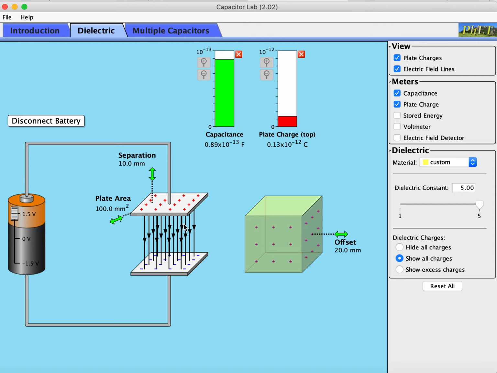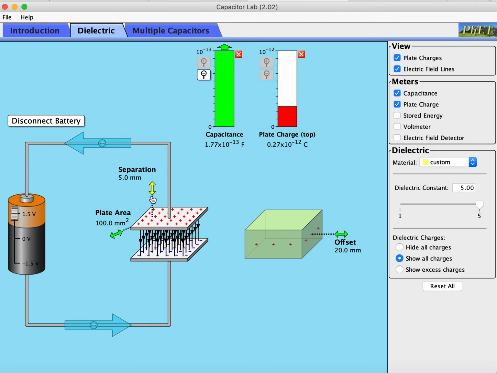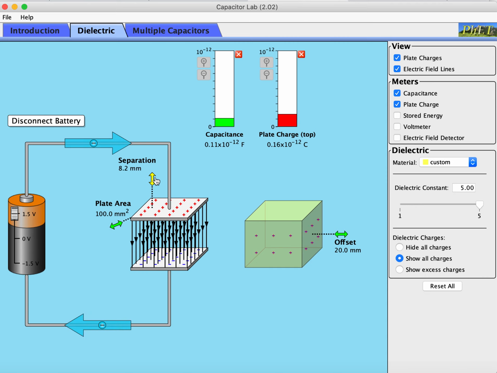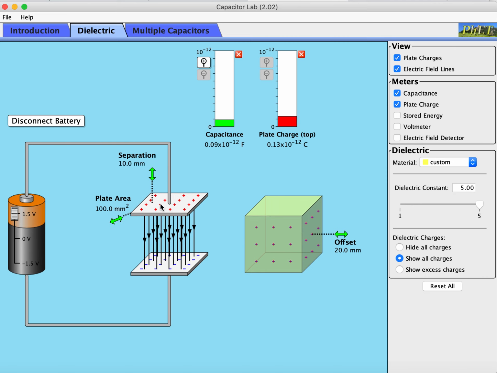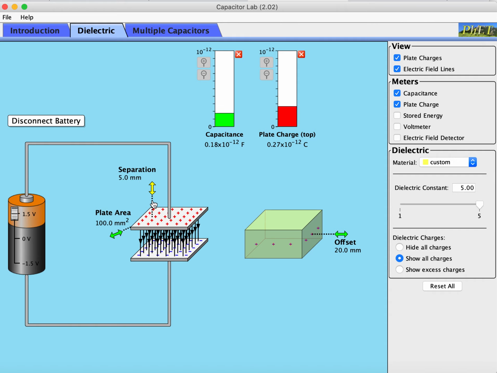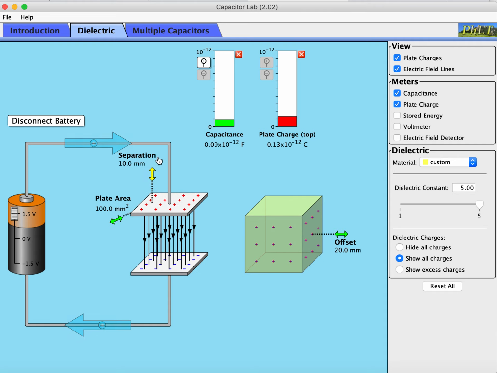So first of all, let's see what happens when I bring the plates closer together. Okay, let's just do that again. If I draw them further apart, let's see the effect on capacitance. When the plates have a larger separation, the capacitance decreases. When the plates have a shorter separation, the capacitance increases.